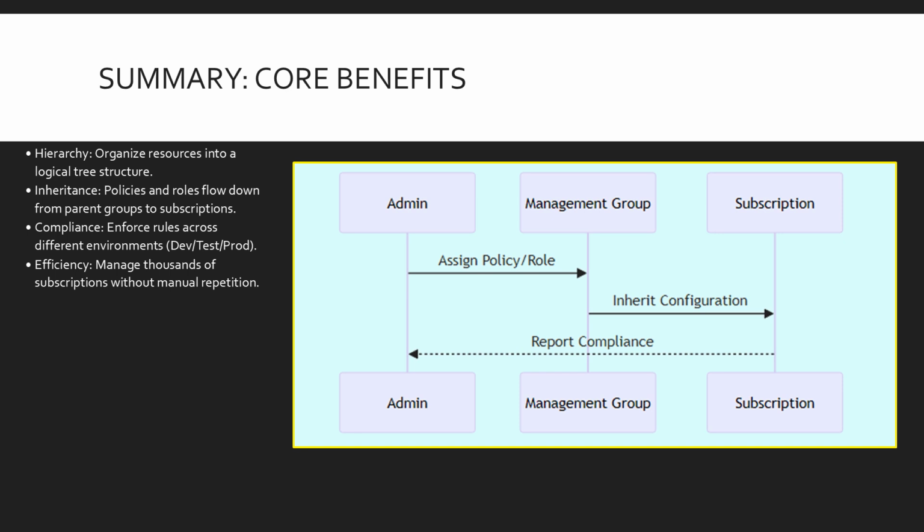This closing sequence diagram encapsulates the workflow. The admin interacts with the management group to assign policies or roles. The management group automatically passes this down to the subscription via inheritance. Finally, the subscription reports compliance back up to the admin, completing the governance loop.